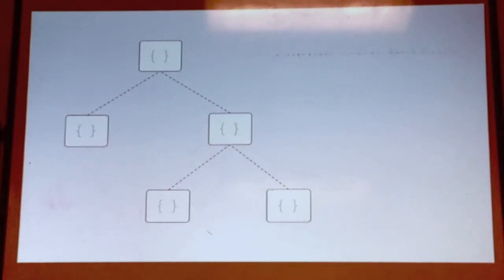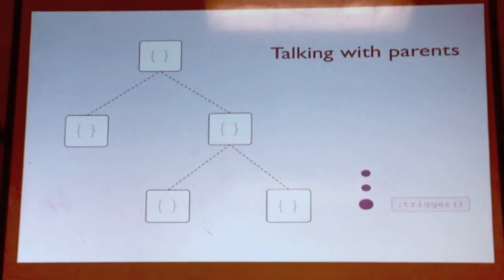Now, talking with parents is a whole other question, and the way that I think most people approach this when they're new to Backbone is they end up binding and listening to events using this trigger and listen to pattern. So child fires an event, and the parent listens to that event and then does something. Again, 85% of the time you're either talking to parents or talking to children. So this will get you a long way in Backbone.